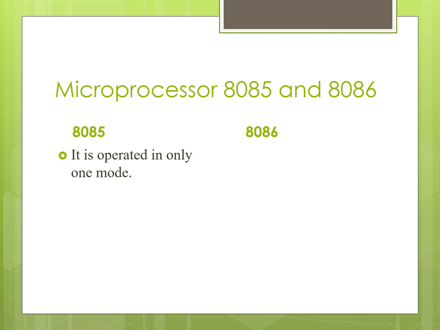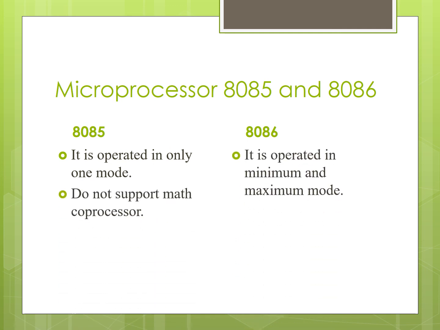8085 operates in only one mode. 8086 operates in minimum and maximum mode. 8085 does not support a math coprocessor. 8086 supports a math coprocessor. Then 8085 has an opcode, and 8086 doesn't have an opcode.